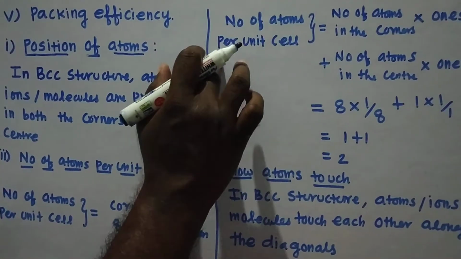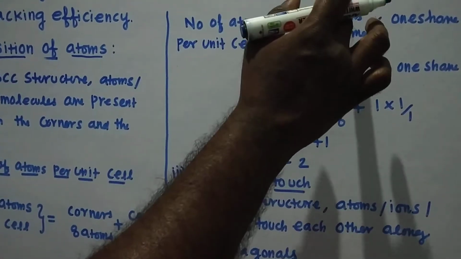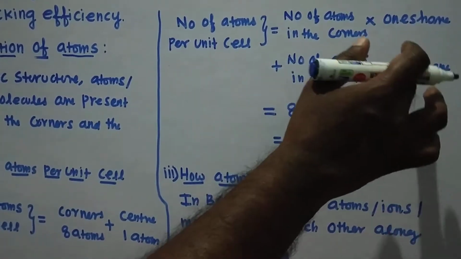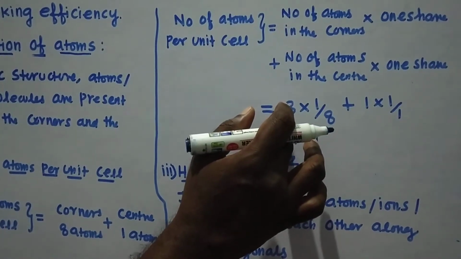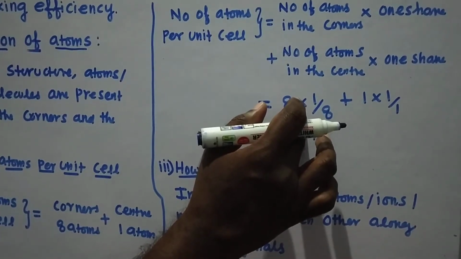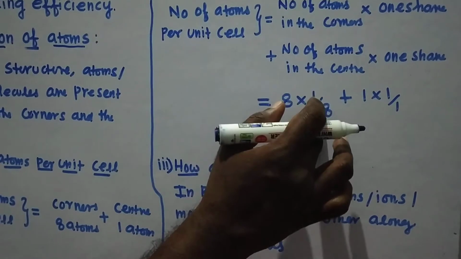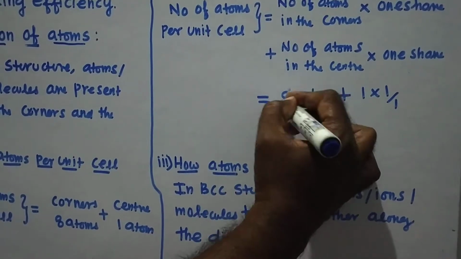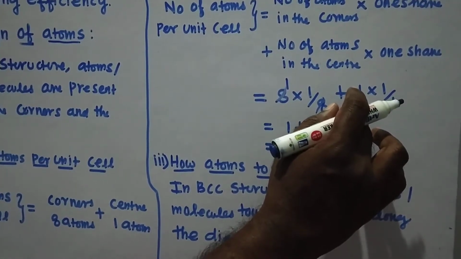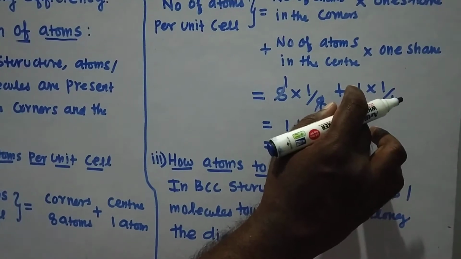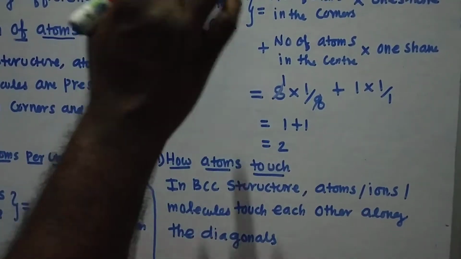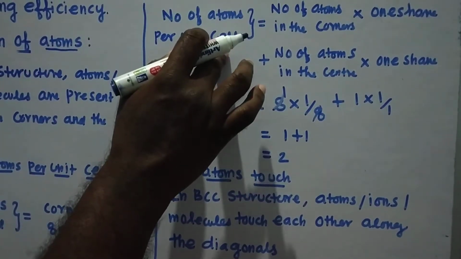Then, number of atoms per unit cell is equal to the number of atoms in the corners into 1 share plus number of atoms in the center into 1 share. Number of atoms in the corner is 8, and in corners 1 atom is equally shared between 8 atoms, therefore 1 share is equal to 1 by 8. Then we cancel each other, it's equal to 1. In the center, the number of atoms is 1, shared between only 1 atom, therefore 1 by 1. It is equal to 1 plus 1, therefore 2. Therefore, number of atoms present per unit cell in the BCC is equal to 2.